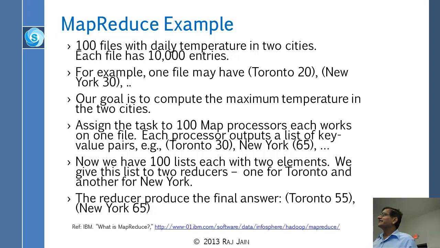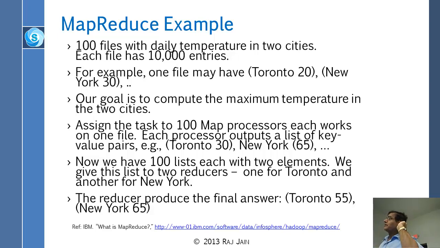And two cities. So for example, one file may have Toronto 20 and New York 30. That's the temperature. This is the city name, this is the temperature. And on and on. So the two sensors are sending us the temperature data and we are just putting it in the file. So these are the key value pairs.